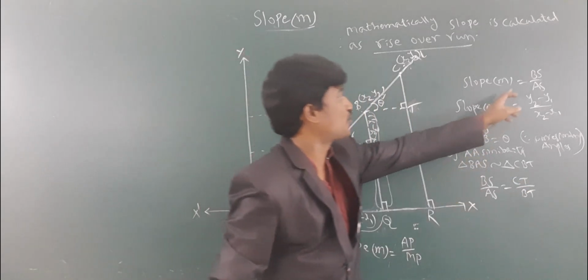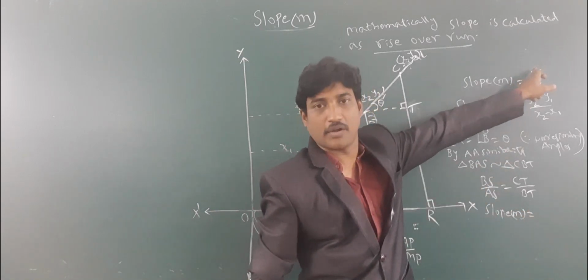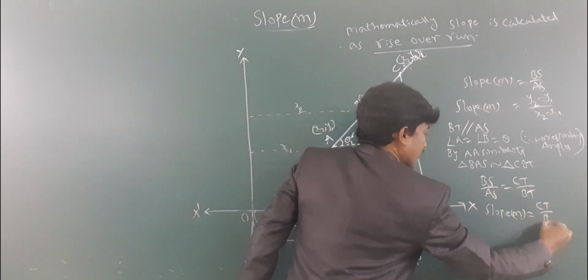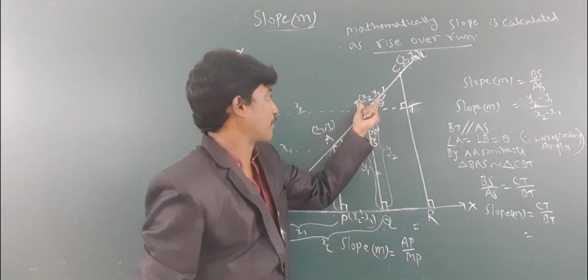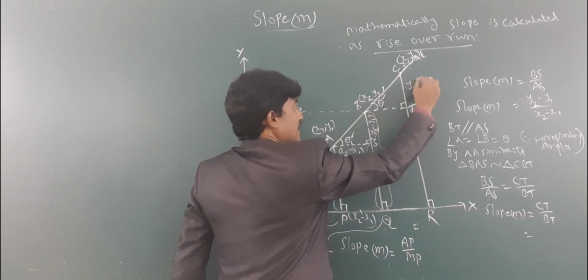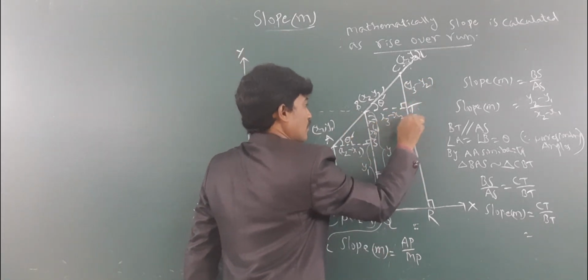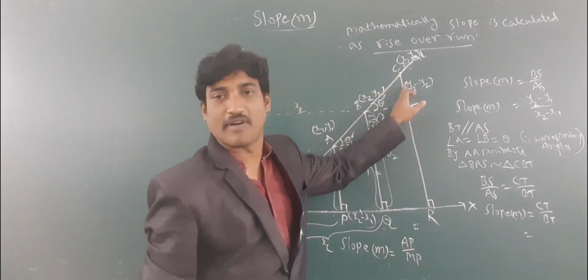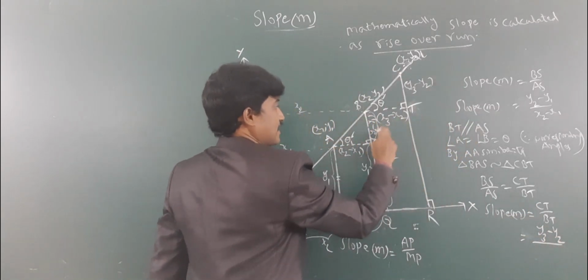On the other hand, we have the slope M formula: slope M is BS by AS, but now BS by AS is equal to CT by BT. B and C are two points with ordered pairs (x2, y2) and (x3, y3). Here CT we can observe as y3 minus y2, and BT as x3 minus x2. So the slope of this line is CT by BT, which is y3 minus y2 by x3 minus x2.